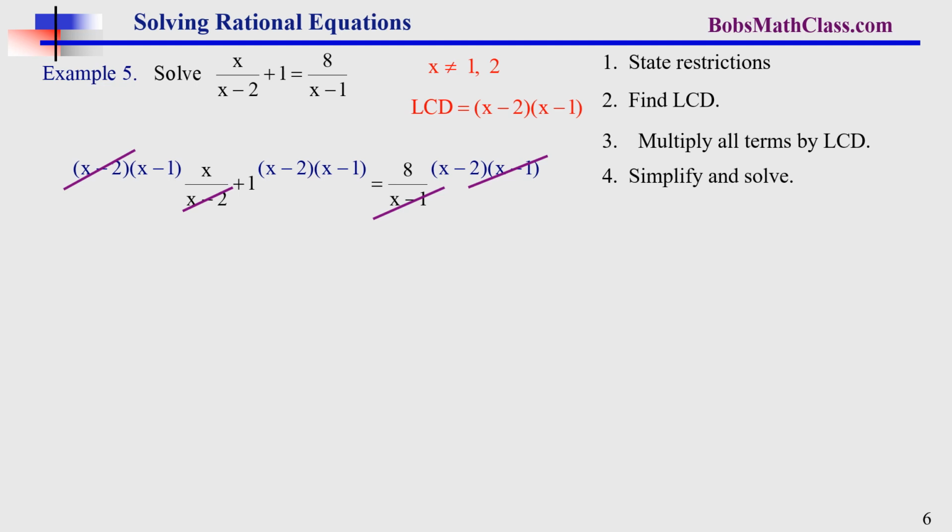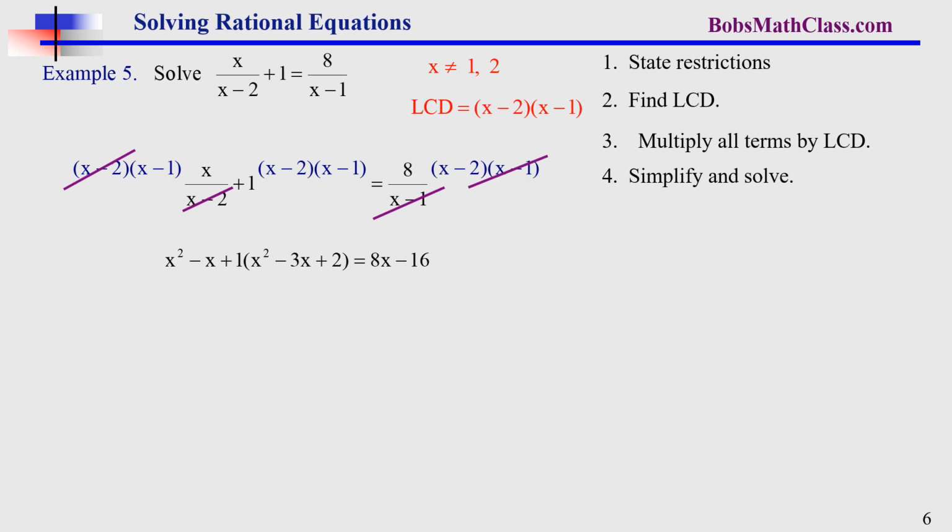So now we could distribute the x, so it's x times x minus 1 plus 1 times x minus 2, x minus 1. You're going to have to FOIL the x minus 2, x minus 1 equals 8 times x minus 2. So distribute the 8, that'll give me an 8x minus 16. So x squared minus x plus 1 times x squared minus 3x plus 2 equals 8x minus 16.